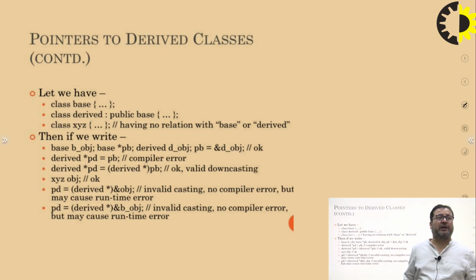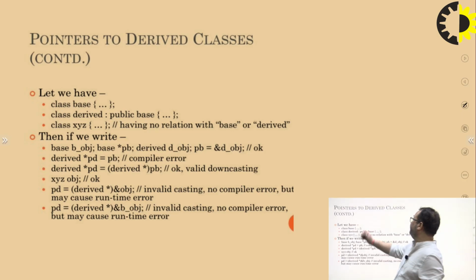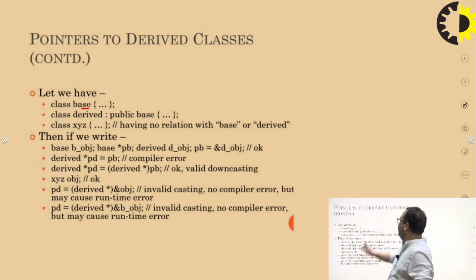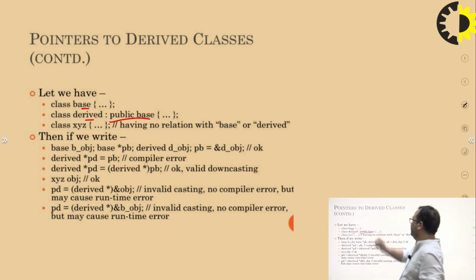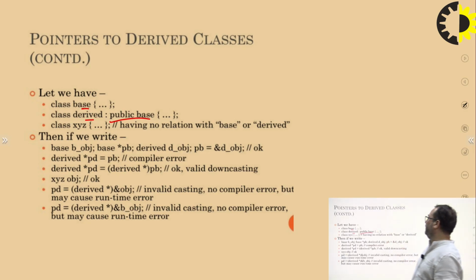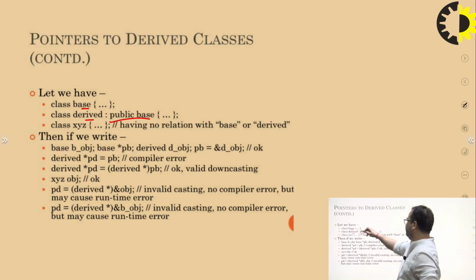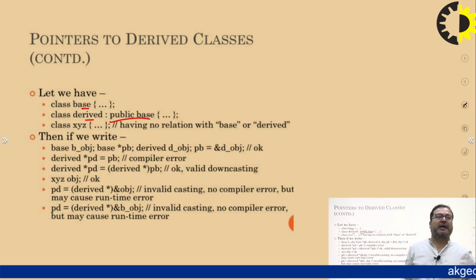Again, we are going to explore. Here we have a base class. Now we have a derived class, which is inheriting this base class by writing this code. And we have a third class, XYZ, which is a simple class. So we have three classes: one is base, another is derived, which is inheriting the base class, and there is a different XYZ class.